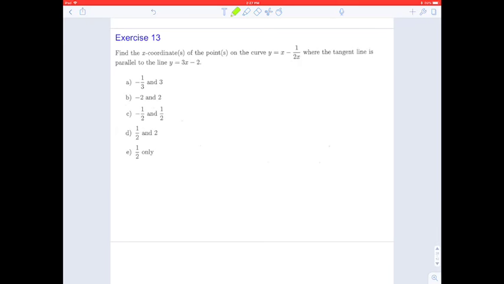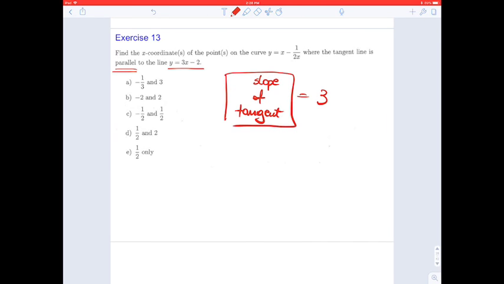Exercise number 13. Multiple choice. Okay, find the x-coordinate or coordinates of the point on the curve y equals x minus 1 over 2x, where the tangent line is parallel to the line y equals 3x minus 2. We know that if the lines are parallel, the slopes are the same. Slope of this line is 3. That means the slope of the tangent must be 3. And the slope of the tangent is simply the derivative.